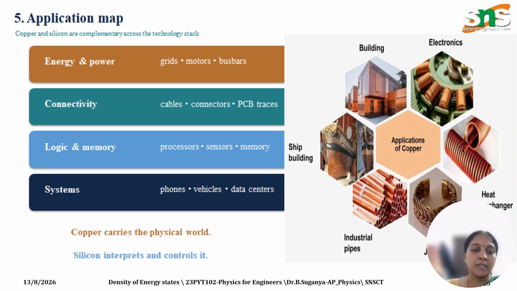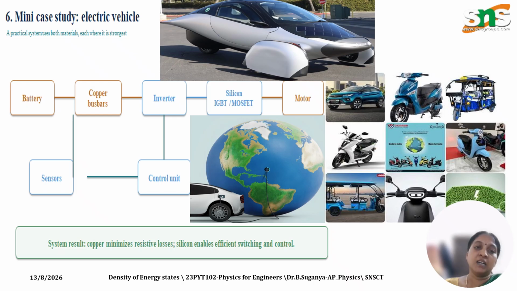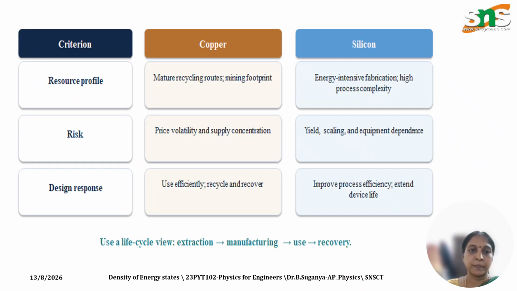So finally, let us see a case study of electric vehicles. These are all applications where electric vehicles are fully based on this. A practical system uses both materials, each where it is strongest. So both materials are used together in electric vehicles: battery, copper bus bars, inverter, then silicon in motors, sensors, and control units.